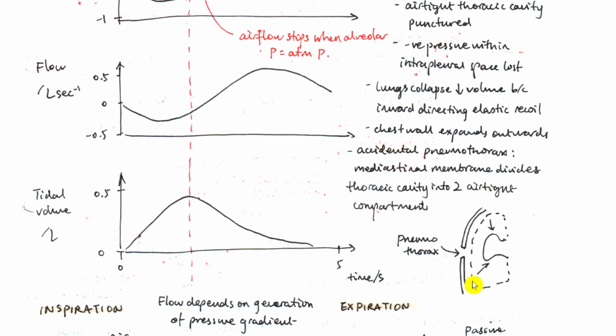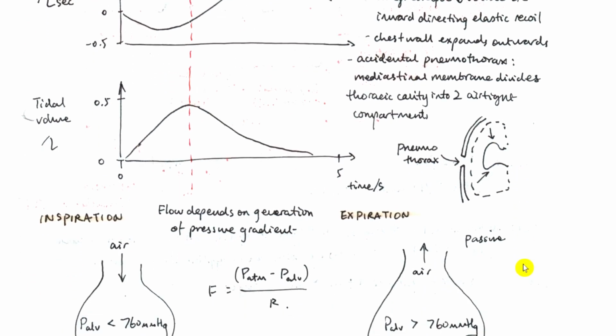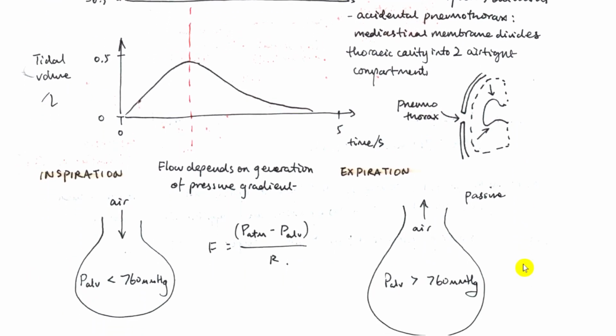And if someone does get stabbed, not all hope is lost because the mediastinum, the chest cavity, is divided into 2 airtight compartments. So if you get stabbed on the right side, the lung might deflate on the right, but you still have your left lung intact, so you can still exchange gas. Obviously, if both sides are punctured, then that's not good.